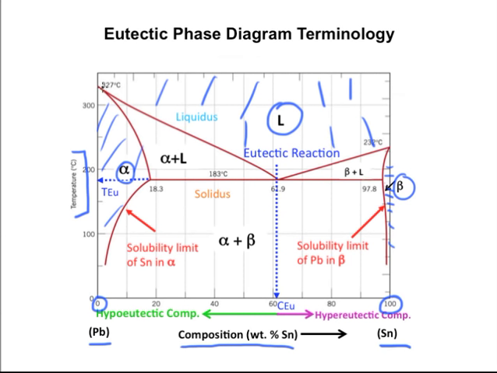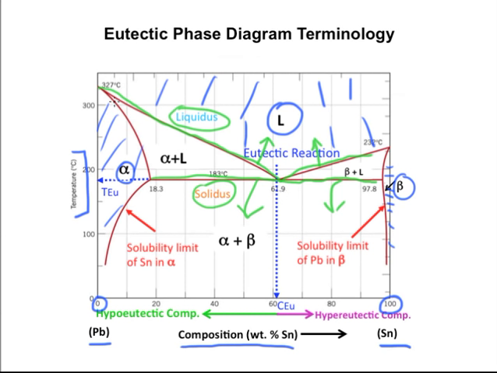Now it is important to note that this V-shaped line is important because it is the liquidus line, meaning that anything above this line is a liquid. Also, this line right here is the solidus line, meaning that anything below this line is a solid.